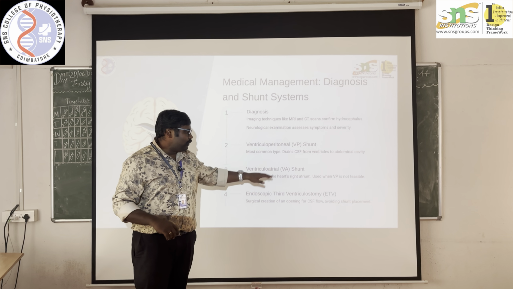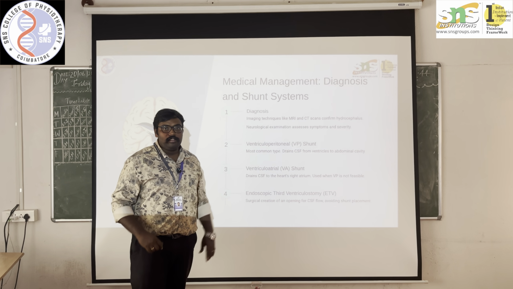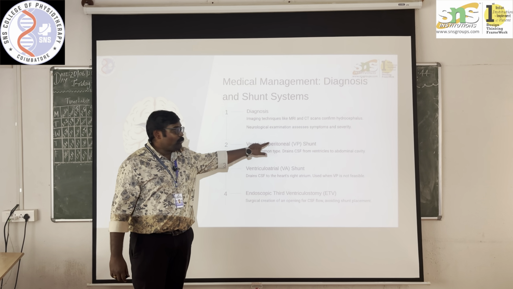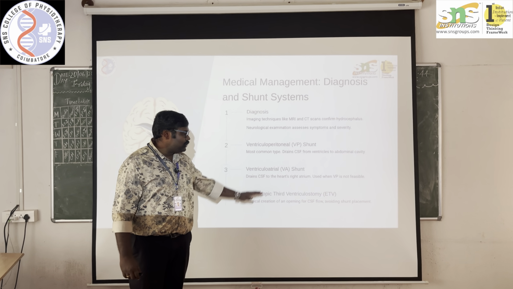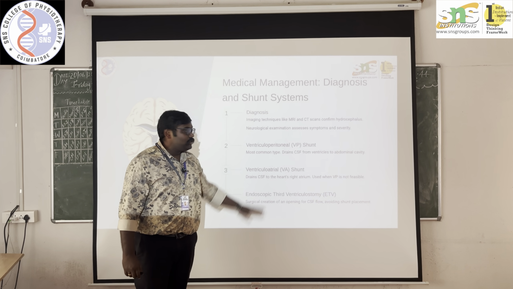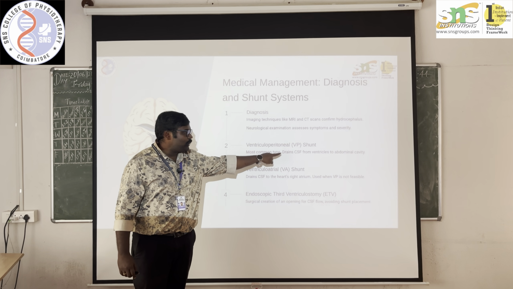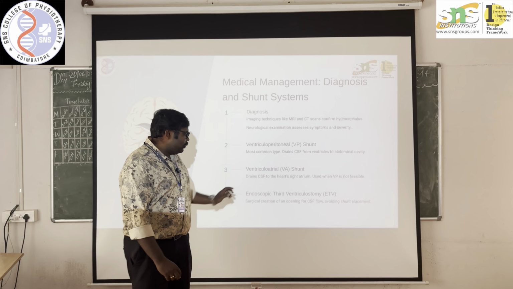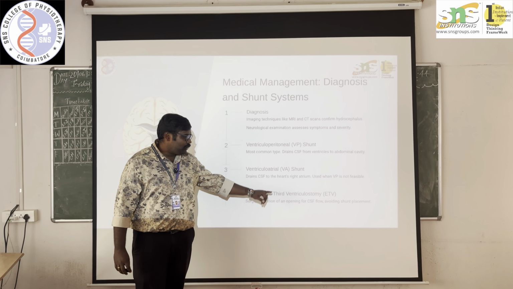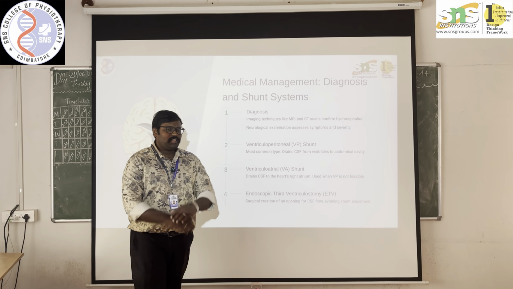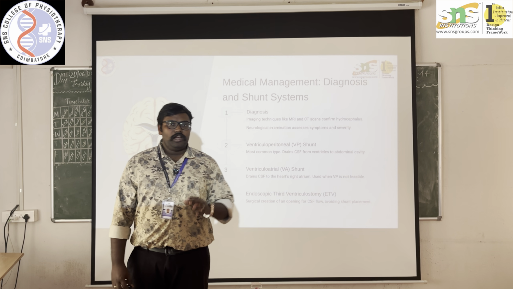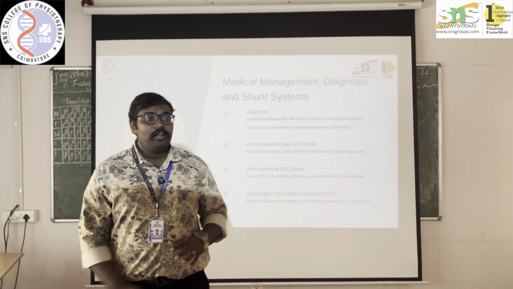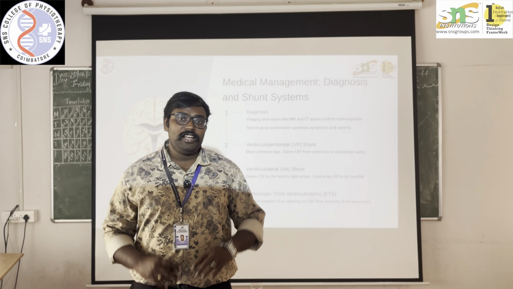And VA shunt, that is ventriculoatrial shunt. Ventriculoperitoneal drains the CSF into the abdominal cavity, and ventriculoatrial drains the CSF into the heart. Last one is endoscopic third ventriculostomy. These three things are most important, along with the advanced diagnostic techniques.